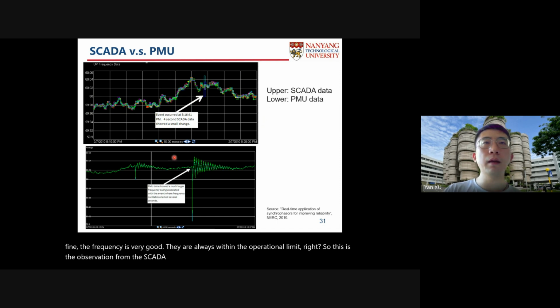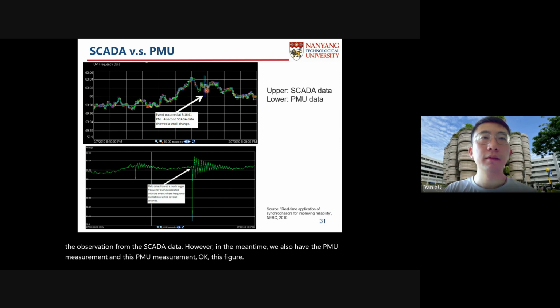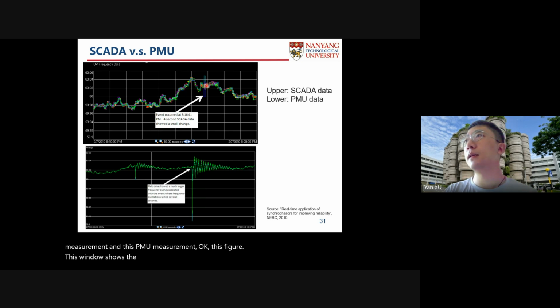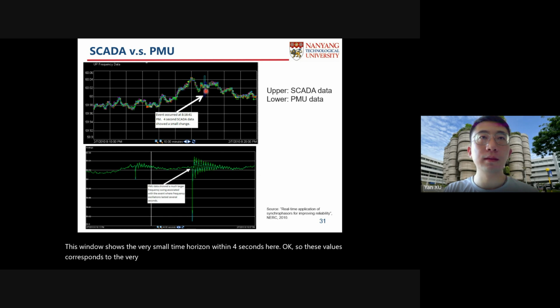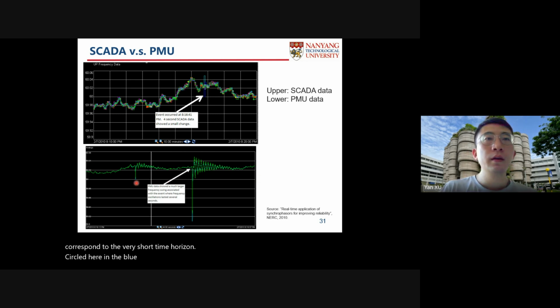However, in the meantime, we also have the PMU measurement, and this window shows a very small time horizon within 4 seconds. These values correspond to the very short time horizon circled here in the blue box. Now, if you look into the PMU measurement, what can you find?